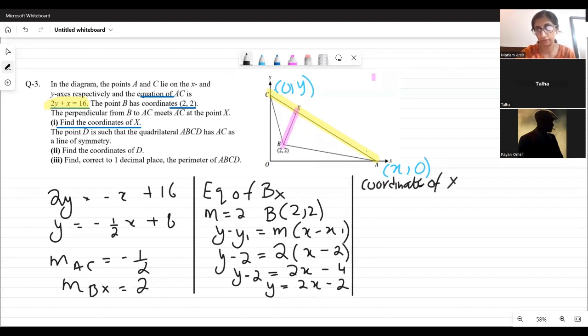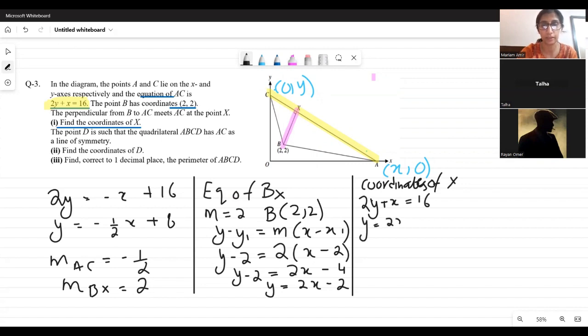Coordinates of x. You have the equation of line AC. You have the equation of line BX. ये दोनों इक्वेशंस को साइमल्टेनियसली सॉल्व करते हैं. Since x is the point of intersection, you solve these two equations simultaneously, one of which is 2y plus x equals 16, and the second one was y equals 2x minus 2. Please solve these simultaneously and tell me the value of x and y that you get.